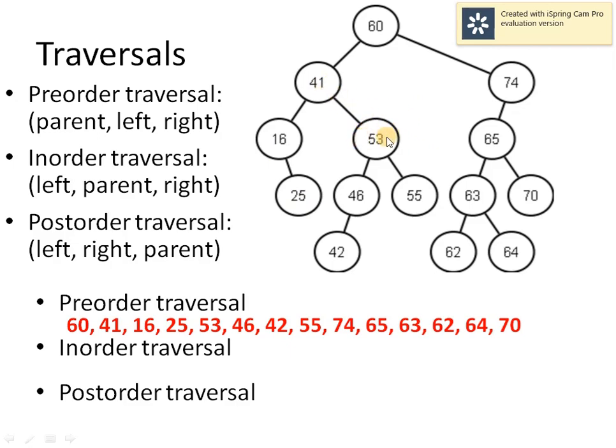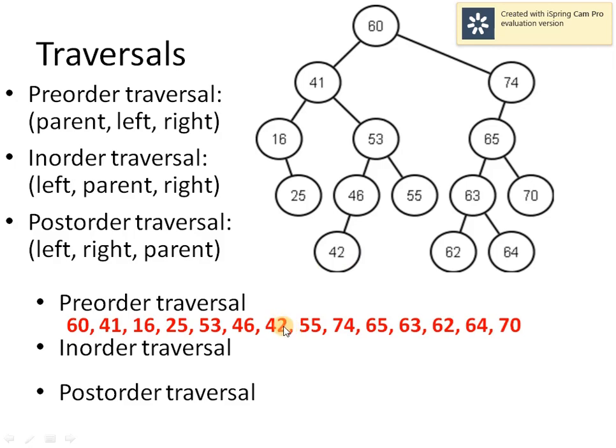So we will reach 53. 53 is a parent node, so we will visit it first as it is a pre-order traversal. Then we have to visit the left part of 53 completely. So we will reach node 46. It is a parent, so 46 will be visited. Then we will move to the left of 46, which is 42.